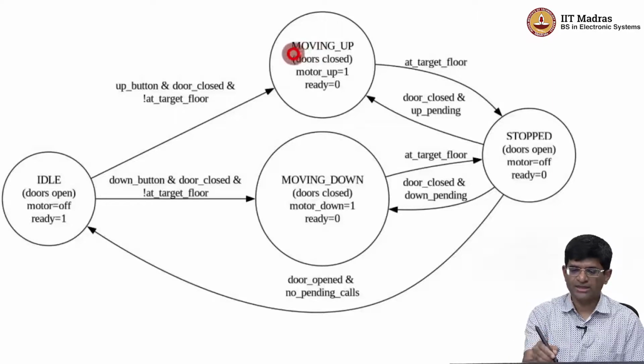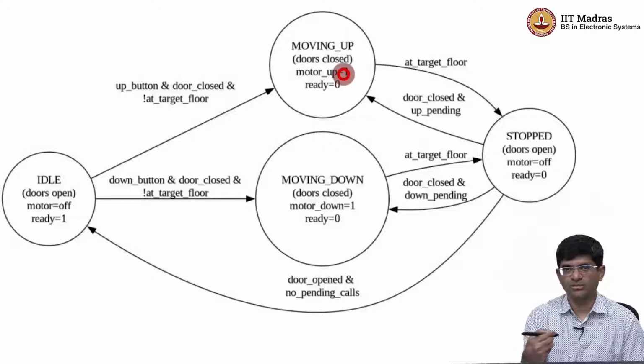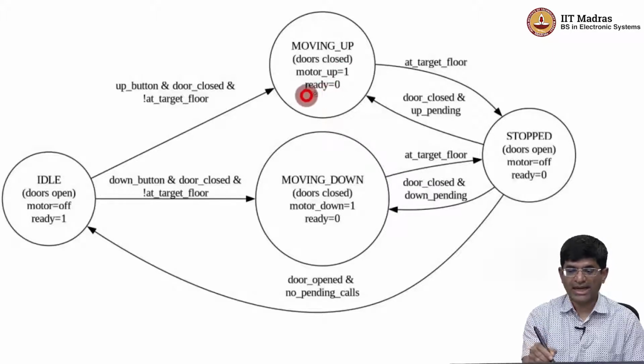Alright, I am not going to go through every single state over here in full detail, but roughly what you can see is while you are in the moving up state, the doors must be closed. The motor up is going to be 1, so that the motor is actually running in such a way that it pulls the lift upwards, and the ready signal goes to 0, which basically indicates to the rest of the world that the lift is currently moving and therefore it is unlikely to respond to any calls that you have.